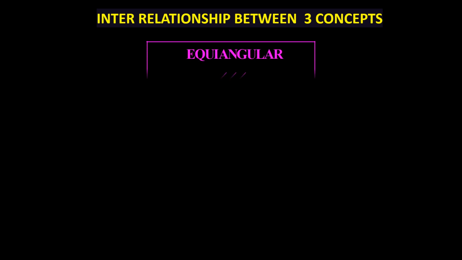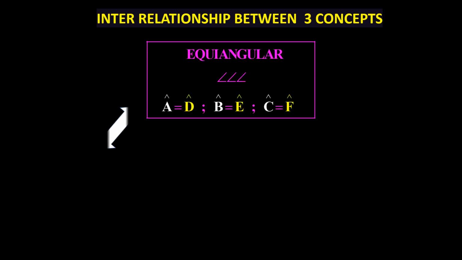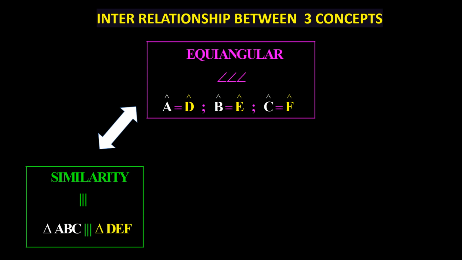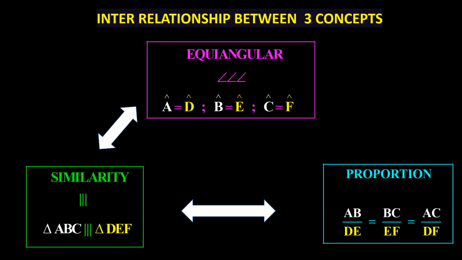Now, it's important that you know the interrelationship between the following three concepts. Equiangular means all the angles of one triangle are exactly the same as the angles of the other triangle. If they're equiangular, we refer to the triangles as similar. So, if they are equiangular, it means they are similar. If they are similar, it means they are equiangular. The one implies the other.